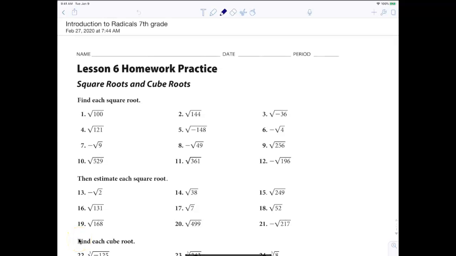So like I say, kind of like a little introduction to radicals. Should be super easy.